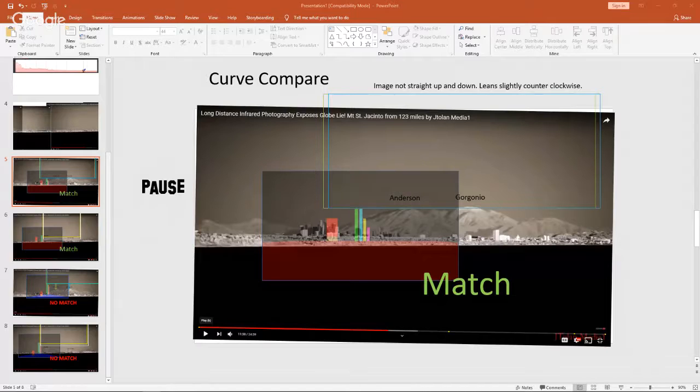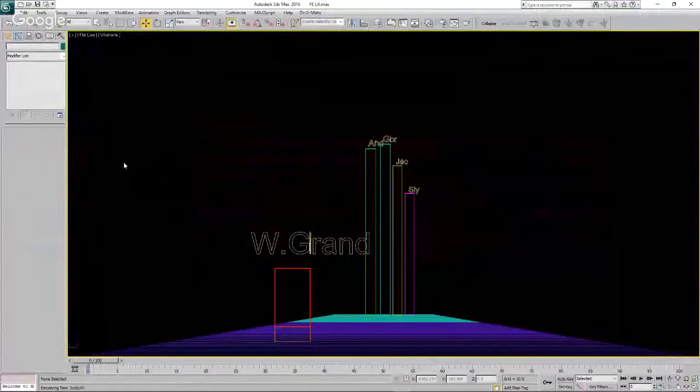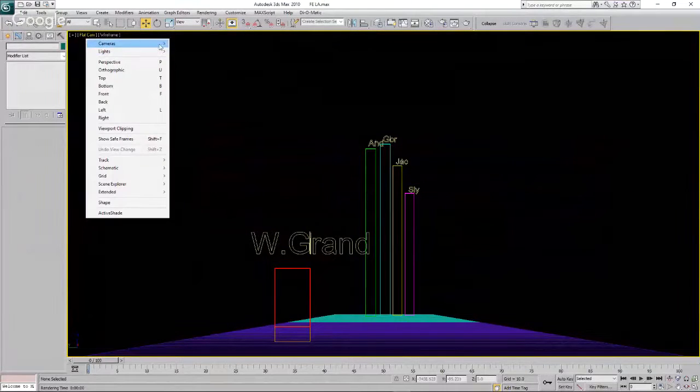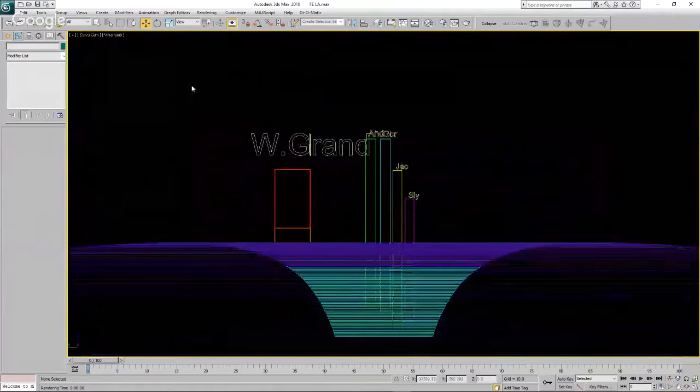Okay, so for those who weren't trying to engage with Pete in the chat, I just modeled out in 3ds Max what it would look like. This is the flat camera. This is the curved camera.